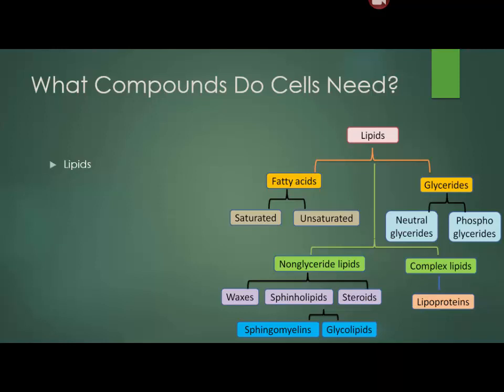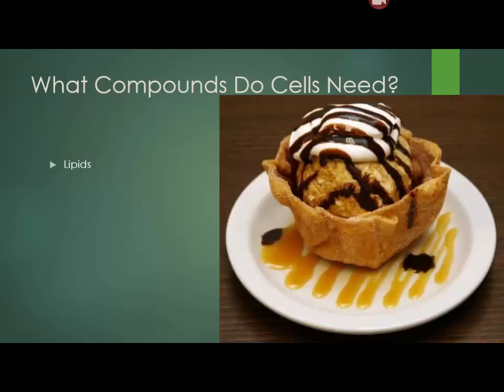Lipids. Have you ever seen a cook trim fat from a piece of meat before cooking it? The cook is trimming away one kind of lipid. Lipids are compounds that are mainly carbon, hydrogen, with some oxygen. Cell membranes consist mainly of lipids. Fats, oils, and waxes are all lipids.